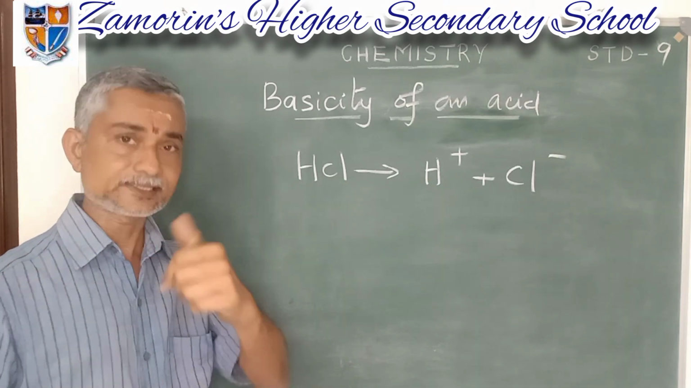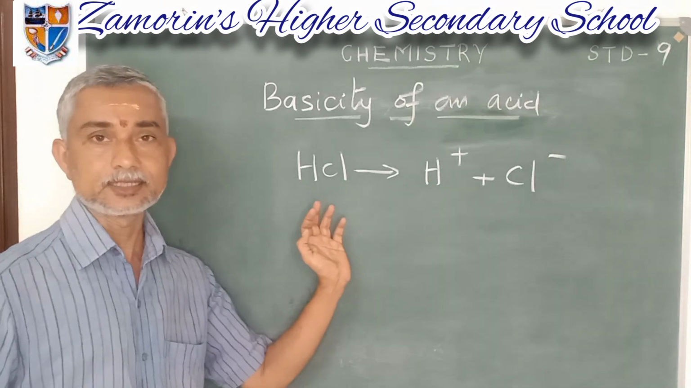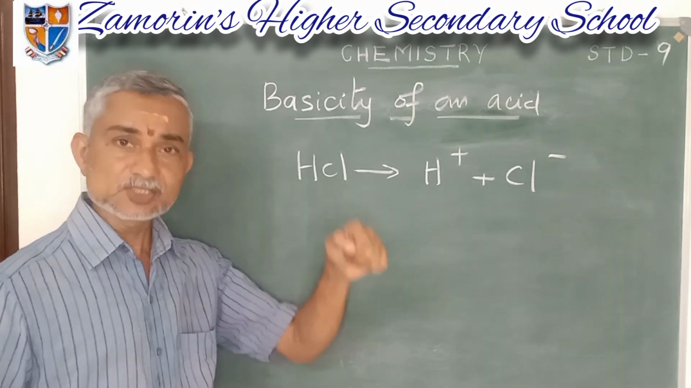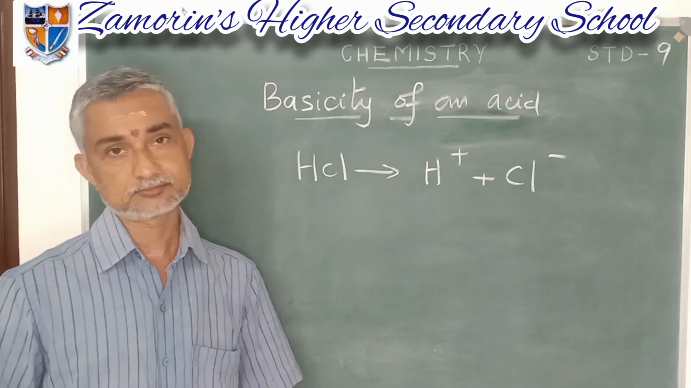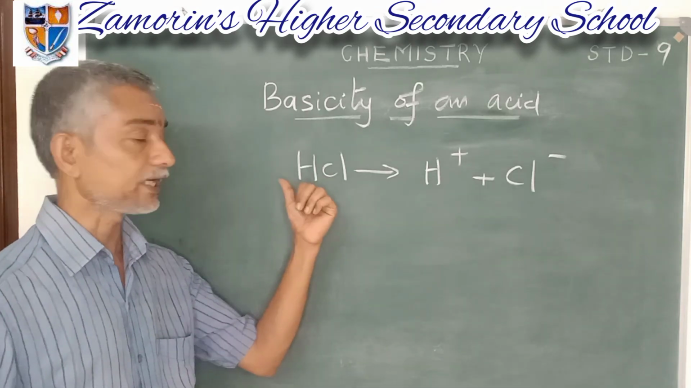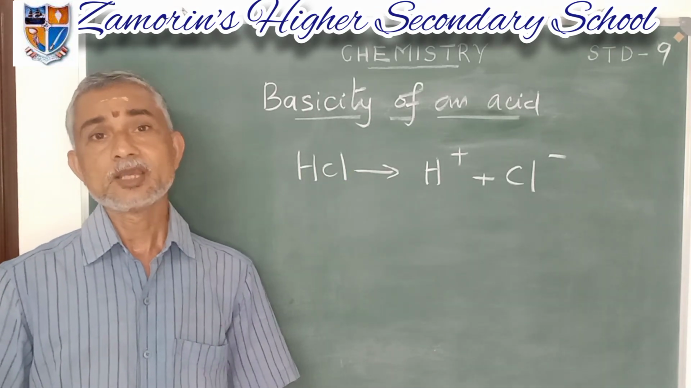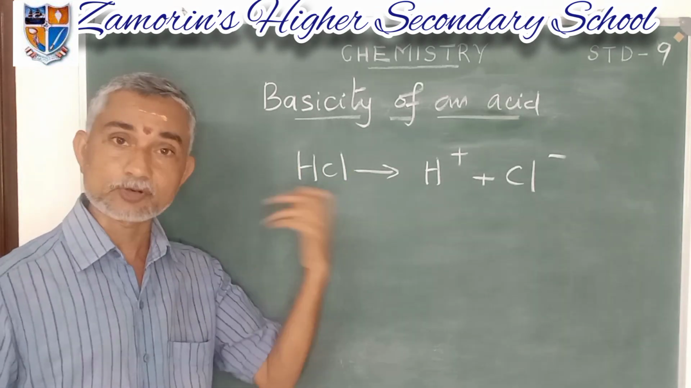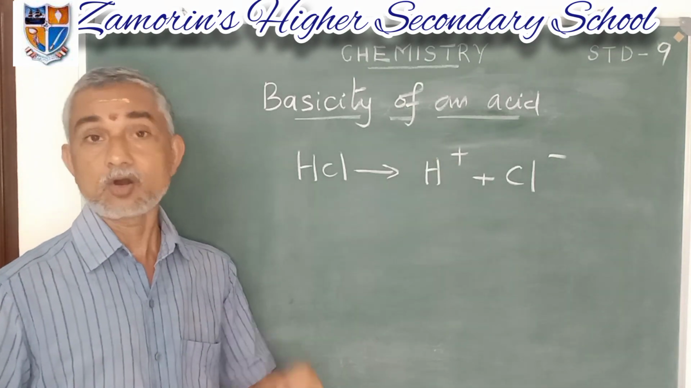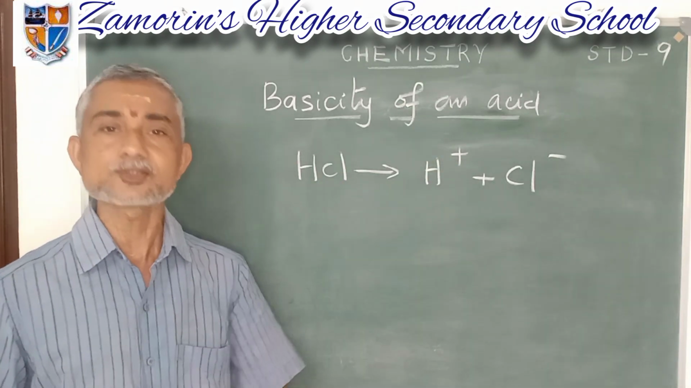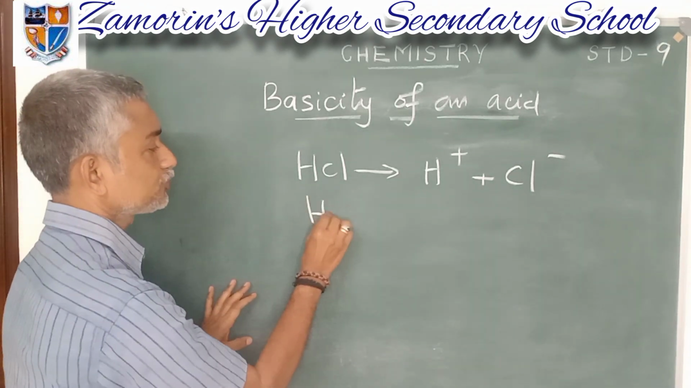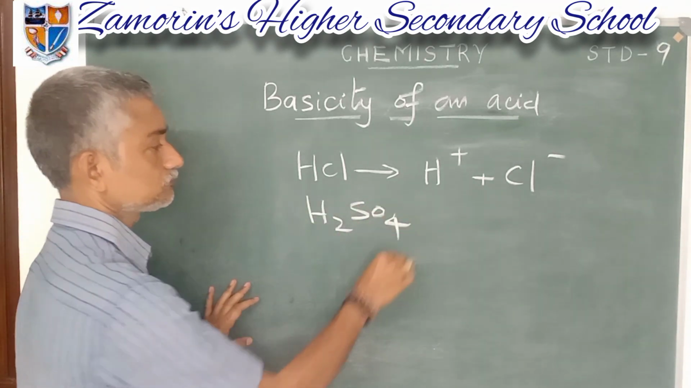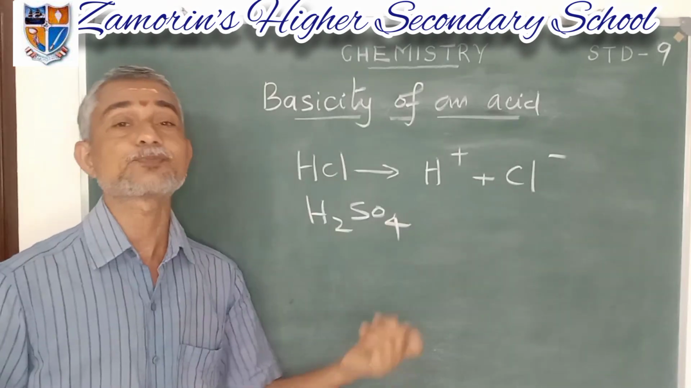Let us take an example of HCl, hydrochloric acid. It splits into H plus and Cl minus ions when it dissolves in water. That is the ionization of HCl. Here hydrochloric acid can provide only one H plus ion to the solution. But in the case of H2SO4, it can donate 2 H plus ions.